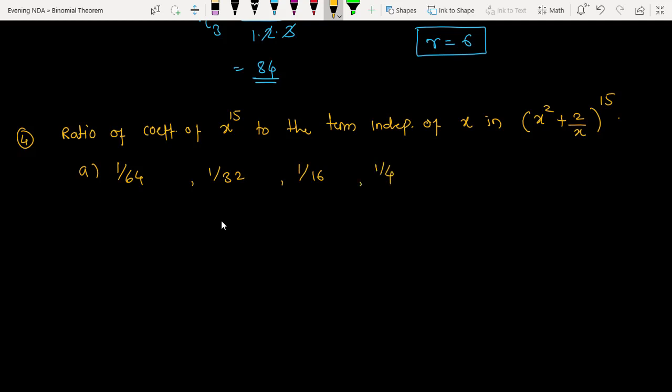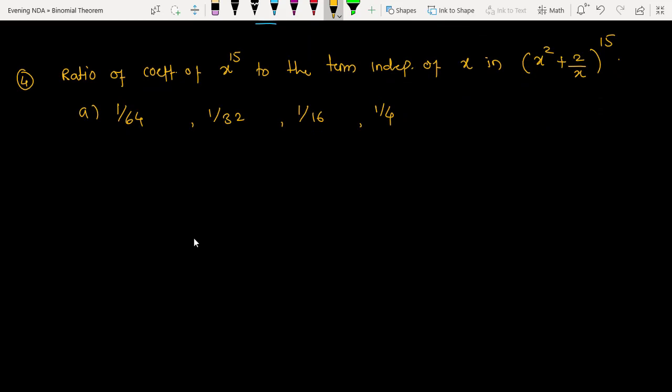So what is the ratio of the coefficient of x to the power 15 to the independent term of x in the expansion of this? Okay, how will you proceed? They are asking for the ratio with x to the power 15. We don't know where I am getting x to the power 15. So let's first of all find out where x to the power 15 appears. So I will move with the concept. Okay, so I have 15cr. First power is 15 minus r, second is 2 by x, its power will be r.